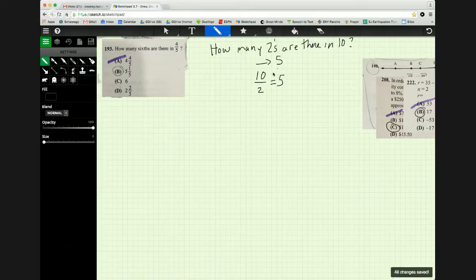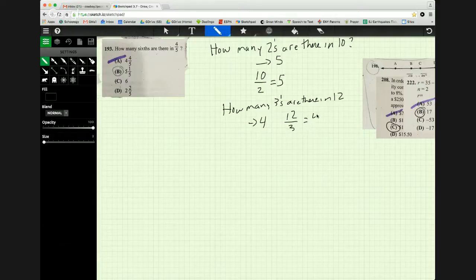Well, let's just make sure that works again. You take that second number divided by that first number. Let's ask it a different way. How many 3's are there in 12? Well, I know that there's 4. And so it's that second number divided by that first number. All right, now that I see the pattern, I can say, wow, how many 6's are there in 4/5? Oh, I know how to do that. Well, that's the second thing divided by the first thing.